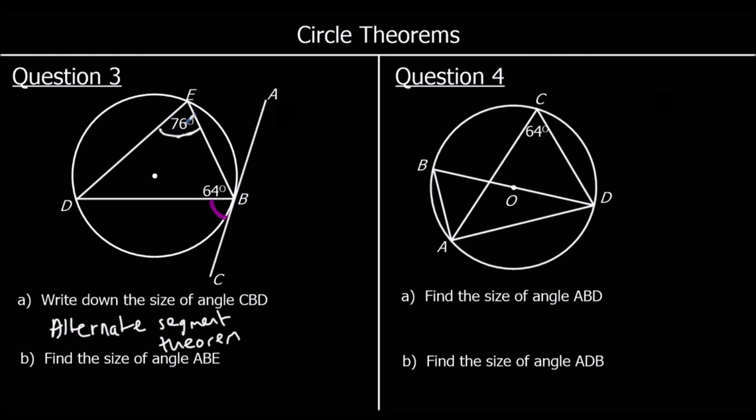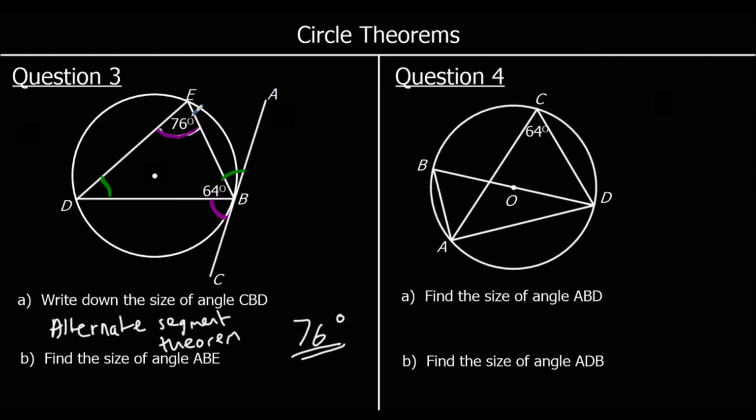So angle CBD is 76 degrees because of the alternate segment theorem. The alternate segment theorem would also say that this angle, ABE, is equal to this angle here, DDE. The second question, find the size of angle ABE.